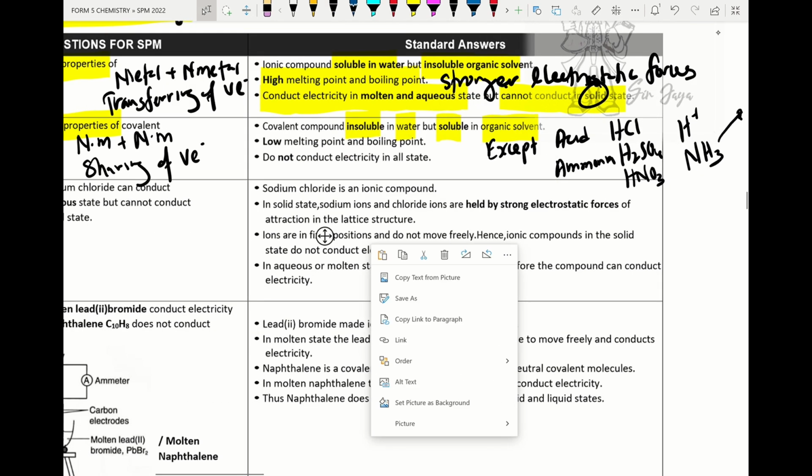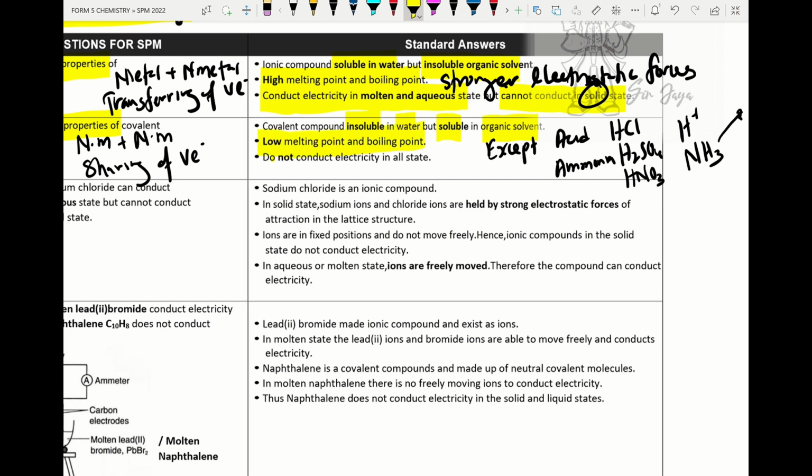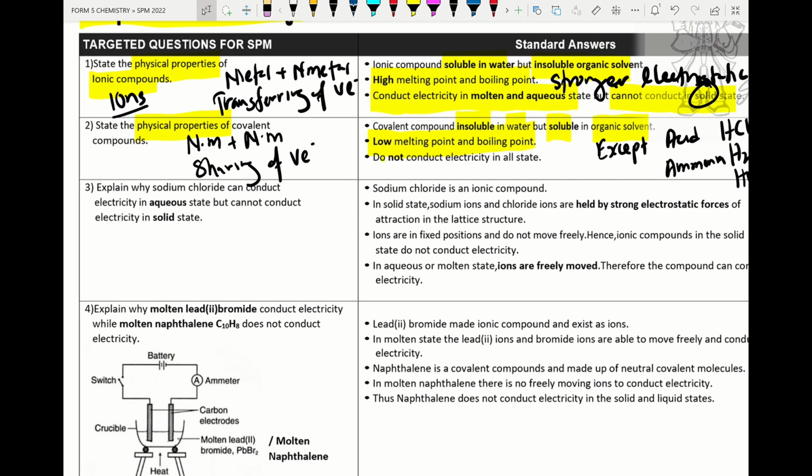All right, so please remember, next one, they have low melting and boiling point due to the weaker van der Waals forces of attraction that exist between the molecules of covalent compound, thus lower heat energy is required to overcome the forces of attraction. And please remember, all covalent compounds exist as neutral molecules. There are no freely moving ions to conduct the electrical charges. Therefore, covalent compounds do not conduct electricity.